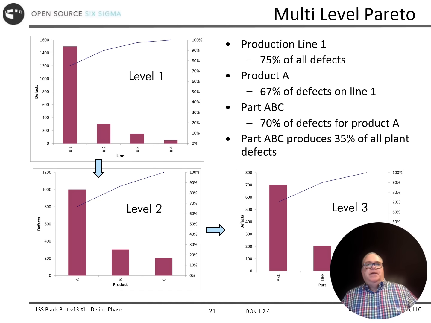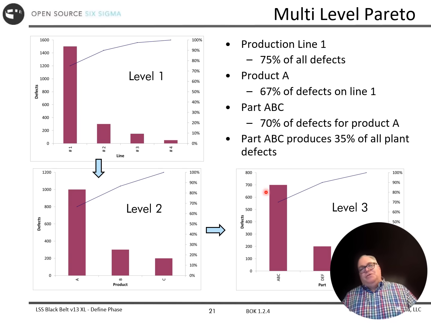Also use the idea of the Pareto chart at multiple levels. Just like we did in the tree, going from left to right, we can start off with which production line has the most defects, the ones we might influence the most. Well, it's production line number one. Then we can take number one and break it down, and say that product A in production line one has the most defects.